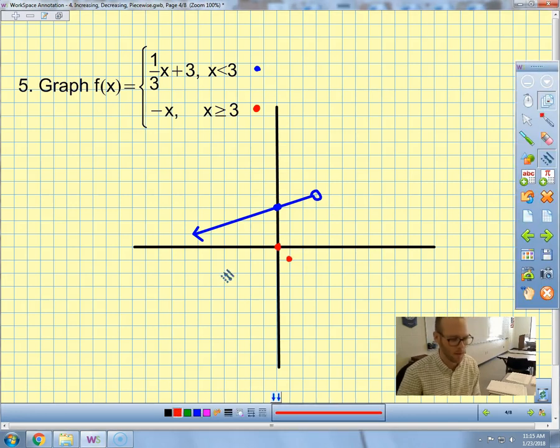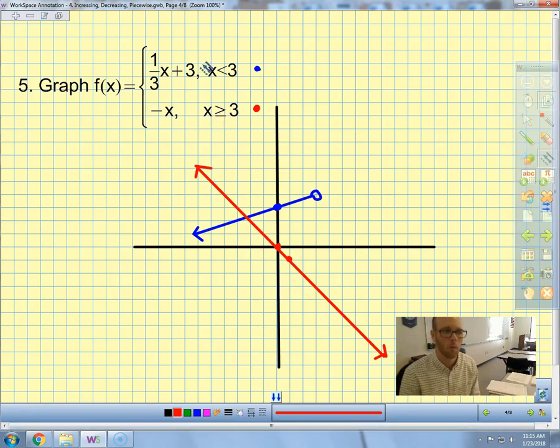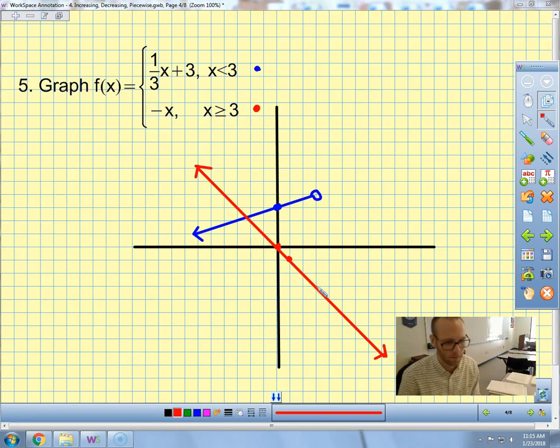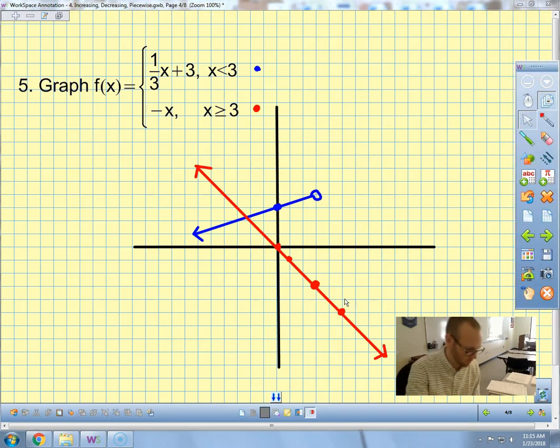If I were to graph this, it looks like that. However, we only need to graph this for x's that are greater than or equal to 3. So I need it to start right there and include that point because it's greater than or equal to 3. I have to get rid of the function for all of that. So the way I'm going to do it here in my program, I'm going to put another point there so I don't forget what it is.